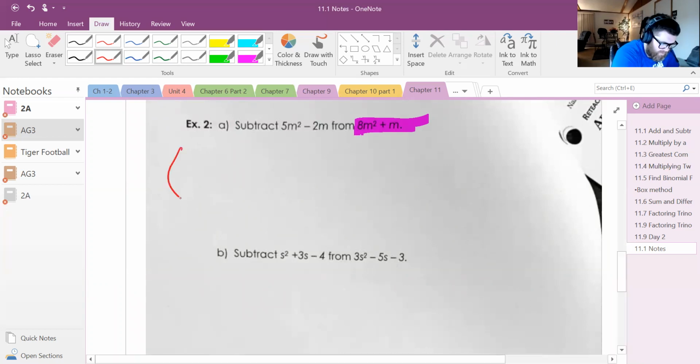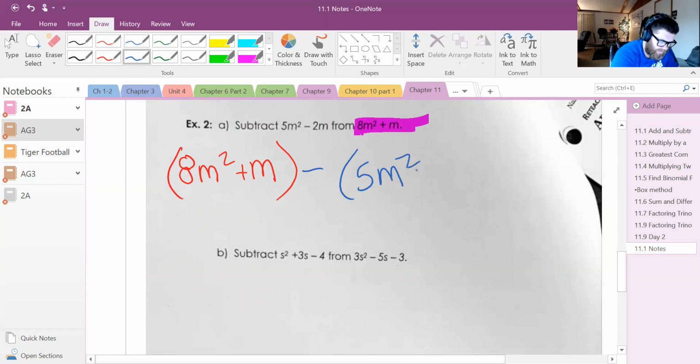So we have 8m squared plus m minus 5m squared minus 2m. Okay, it looks like a z. It's not. It's a 2. Remember, I put lines through my z's.